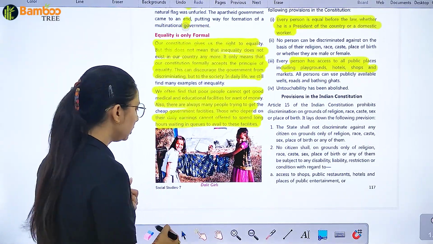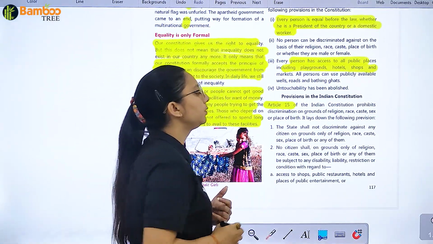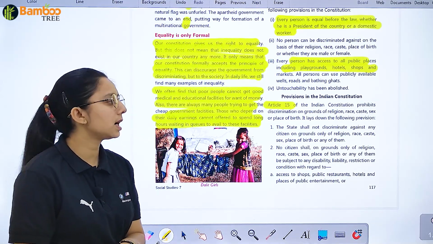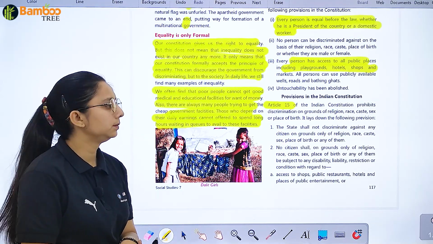Now provisions of the Indian Constitution. If we talk about Article 15, it prohibits discrimination on the grounds of religion, race, caste, sex or place of birth, right?